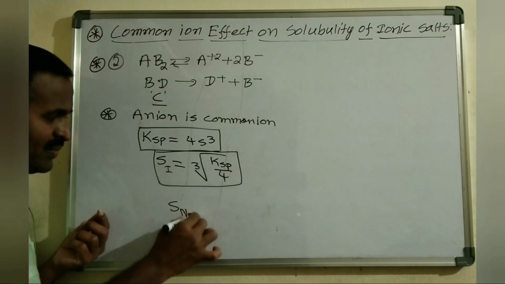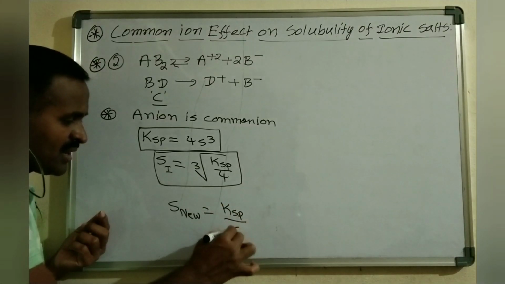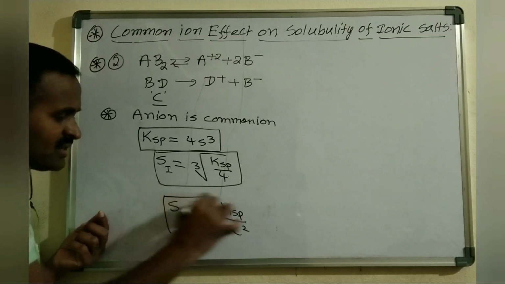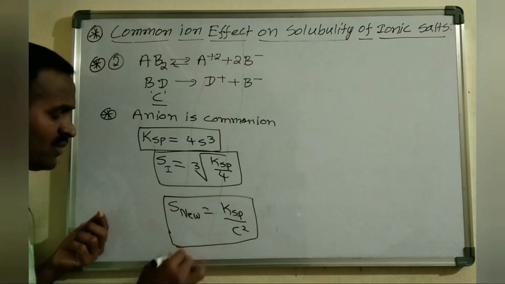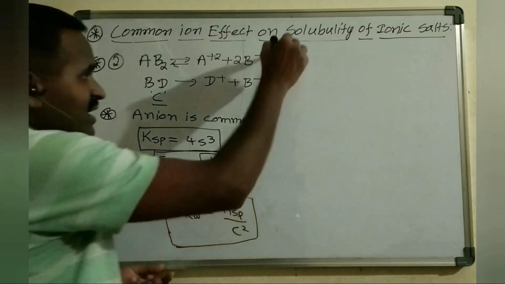you will get as KSP divided by the concentration square, C square. This is the formula to find out the new solubility. New solubility is equal to KSP divided by the concentration square.